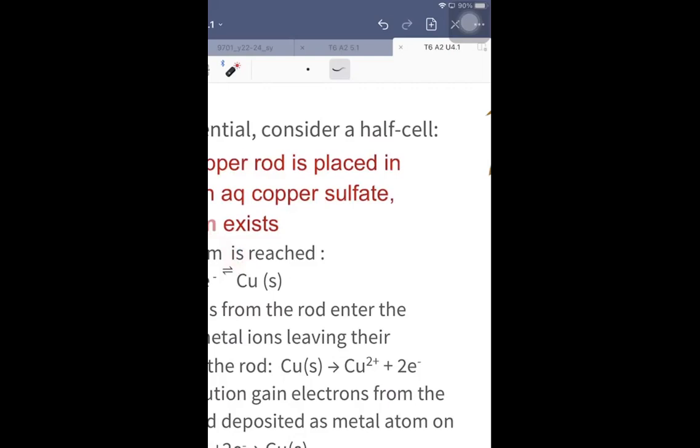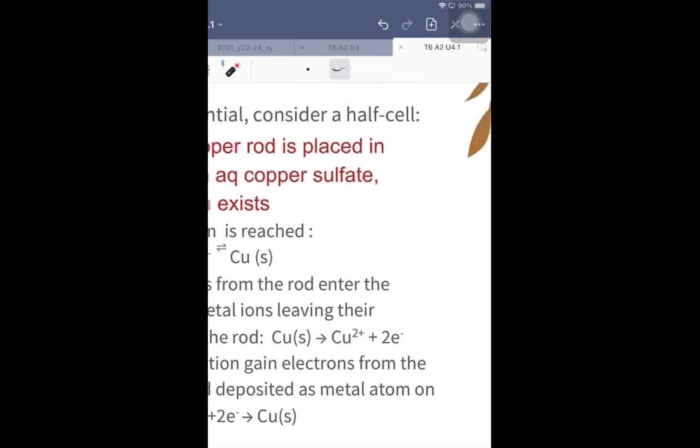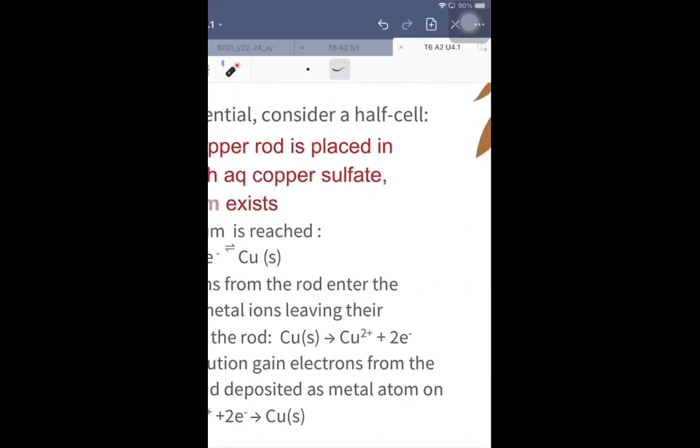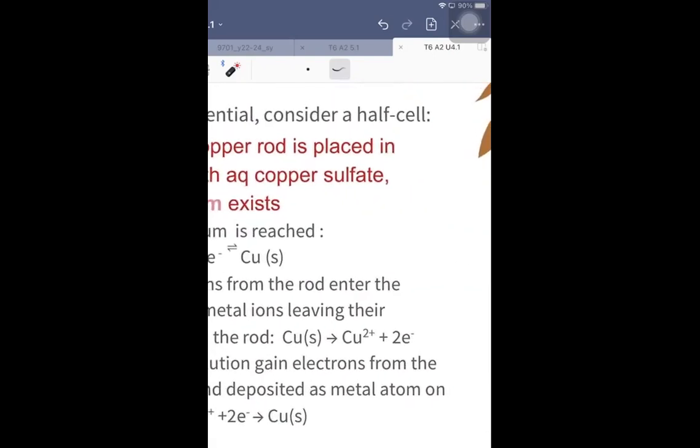So the metal atoms from the rod enter the solution as metal ions, leaving their electrons on the rod. So that means this is an oxidation process. Ions in solution gain electrons from the metal rod and are deposited as metal atoms on the rod. So this is the reduction process of the copper 2+ to form copper solid. Just because we don't see anything observable, it doesn't mean that there's no reaction happening there.